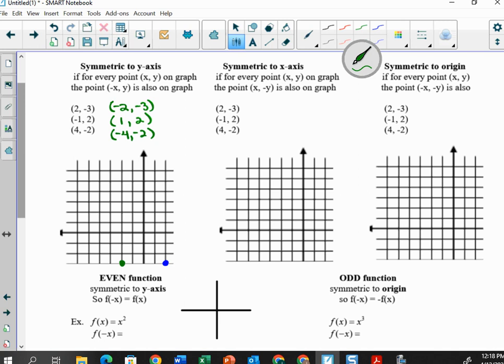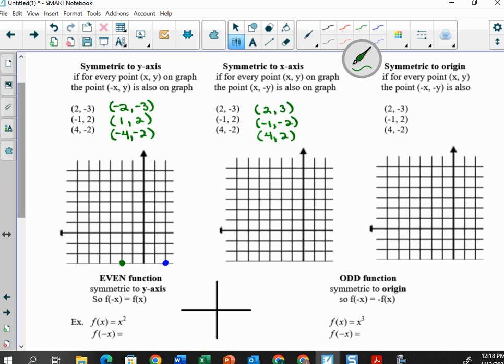So, if we're symmetric to the x-axis, flipping this way now, what's going to change? The y. So (2, -3), what's going to be symmetric to that? (2, 3). What about (-1, 2)? Okay. And (4, -2)? (4, 2). All right. Easy so far? Yep. Okay, symmetric to the origin.